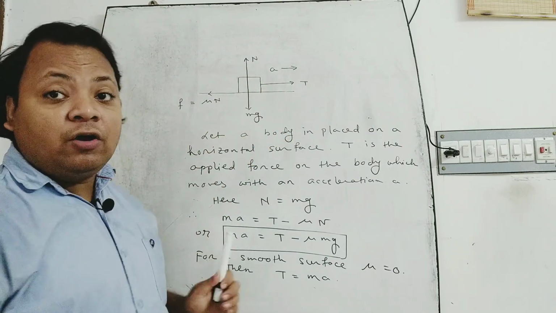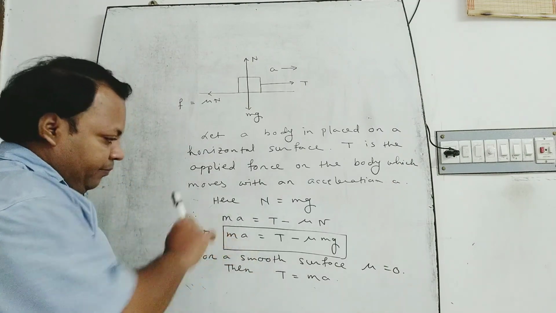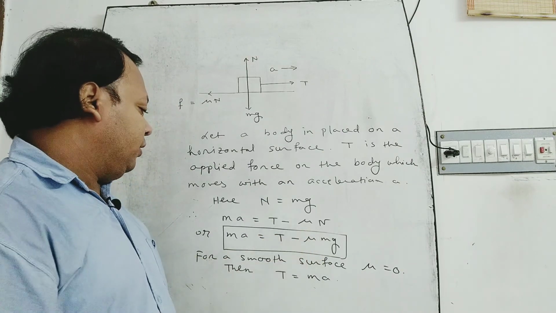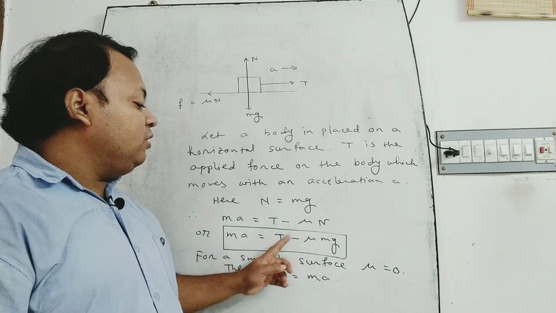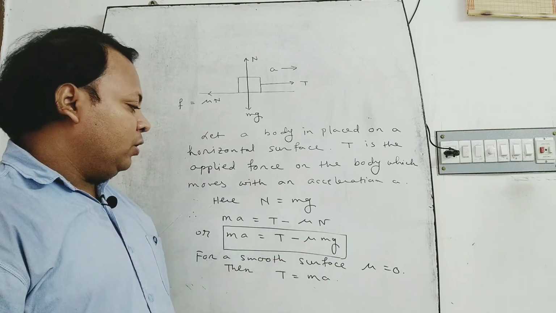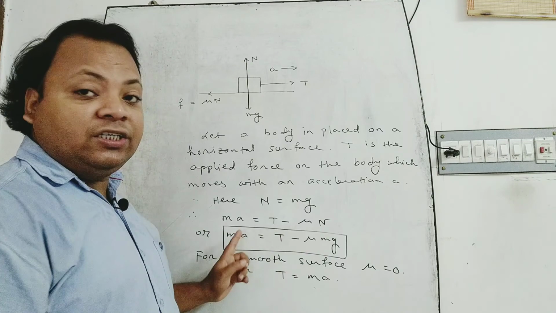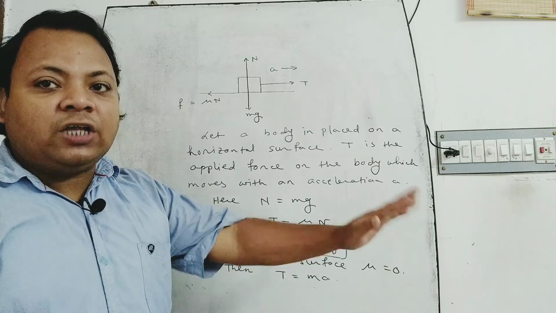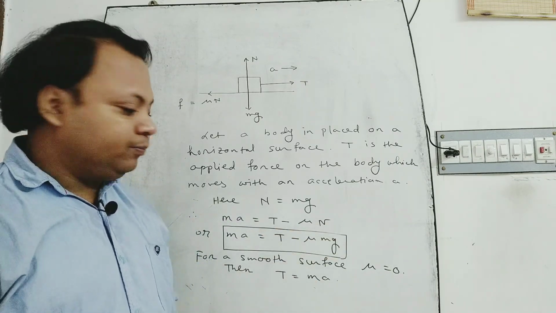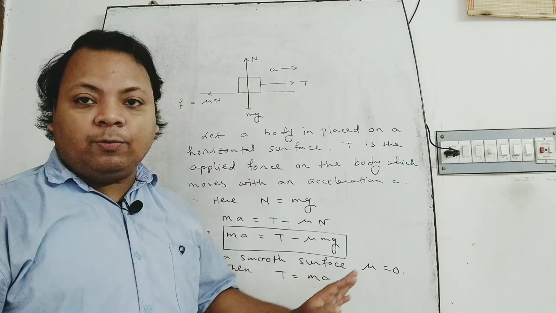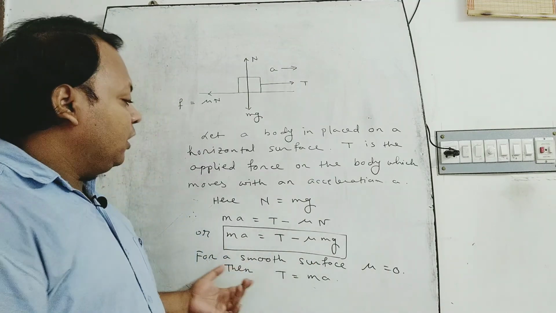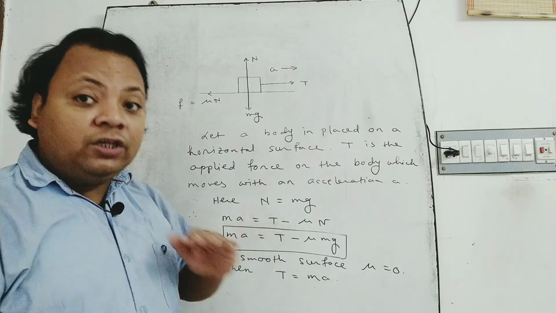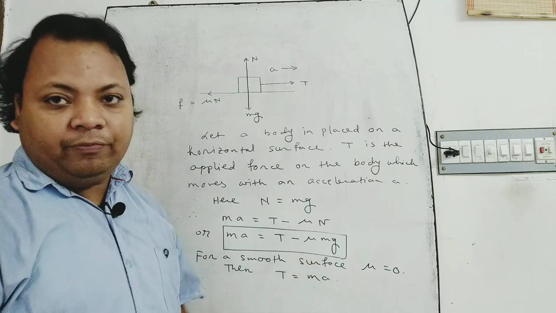Therefore the resultant force acting on the body is ma, equal to T, the applied force, minus friction, mu into N. This gives ma is equal to T minus mu into mg, since N is equal to mg. This is the equation of motion for a body which moves along a horizontal surface. For a smooth surface, mu is equal to 0. That's why the equation of motion of the body on a smooth horizontal surface is T equal to ma.